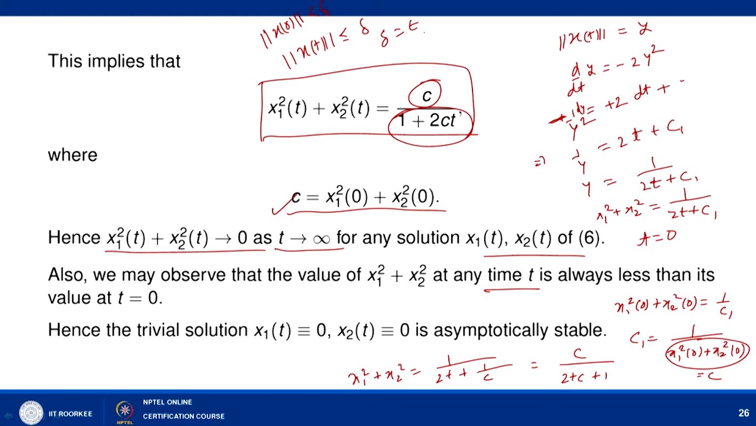So, here we simply say that our trivial solution x1 t equal to 0 and x2 t equal to 0 is an asymptotically stable solution. So, here the linear part and non-linear part both are matching together. So, it means that here the linear part x dash equal to Ax has a solution that is stable, but the non-linear part has a solution which is asymptotically stable.